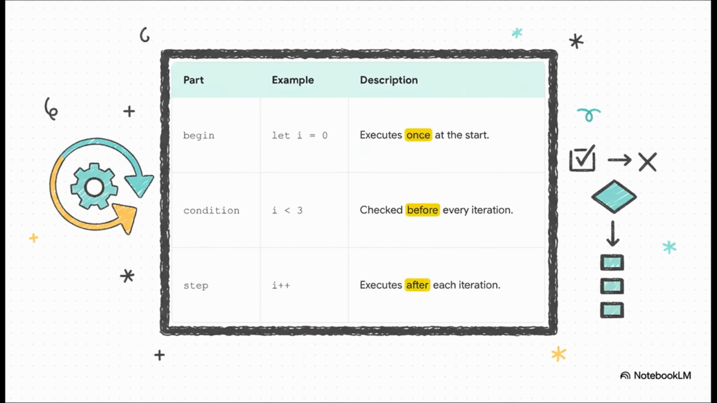Next, you have the condition, like i < 3. This is the check that happens before every single pass. Is it true? Cool, we run the code. Is it false? We're done. Loop over. And finally, there's the step, like i++. This runs after your code on each pass, and its job is just to update the counter.